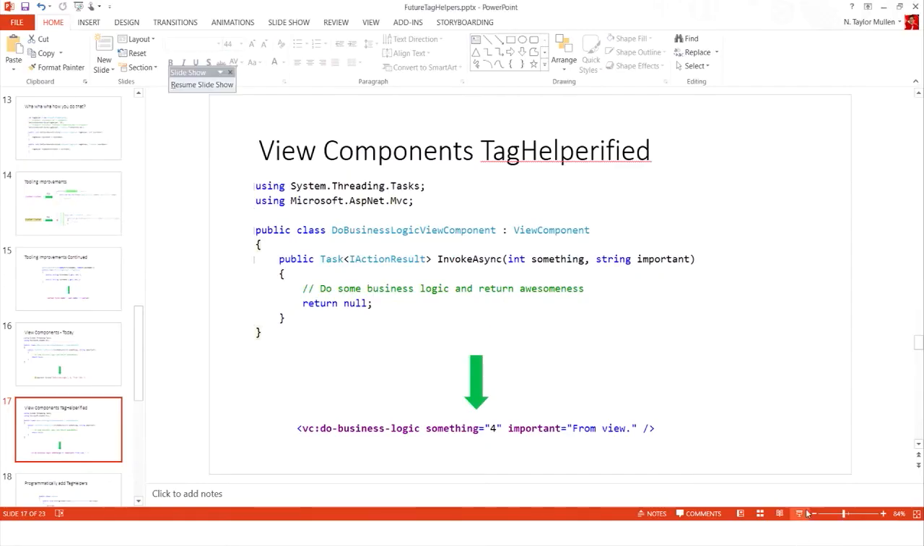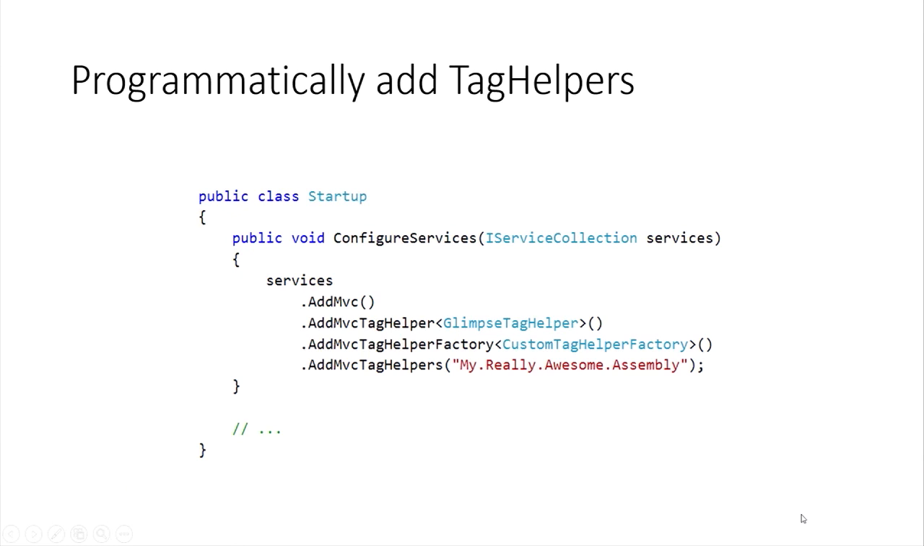All right, so next part. Programmatically adding tag helpers. This kind of goes in line with view components, because the second you write a view component, it's not a tag helper. It'd be nice to say I want to then add a tag helper on behalf of the view component. There are a lot of different ways we could do this.